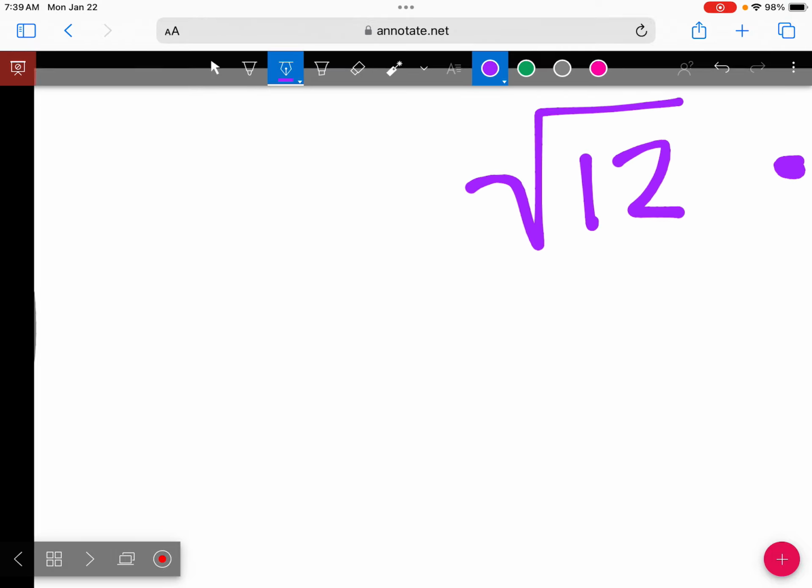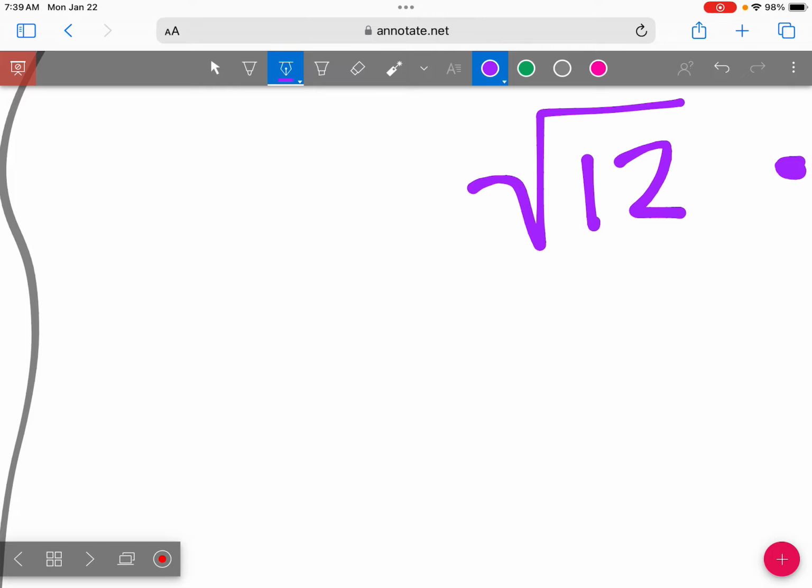Because I can come in here and just look at the square root of 12, which I'm going to zoom in on just the square root of 12 as soon as you guys catch up with where I'm writing. I'll try not to pop ahead of y'all.